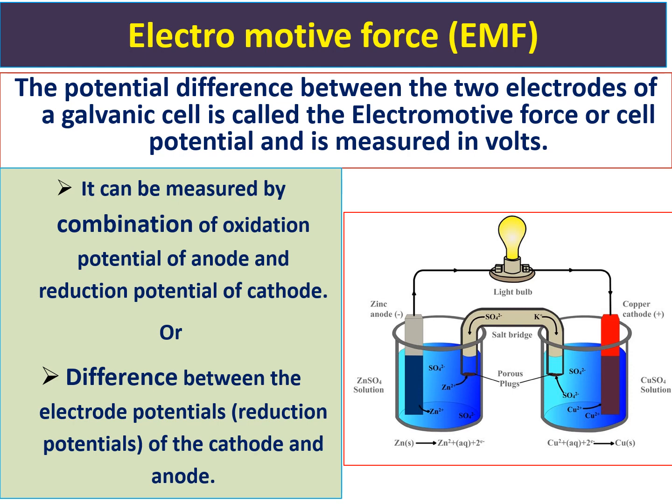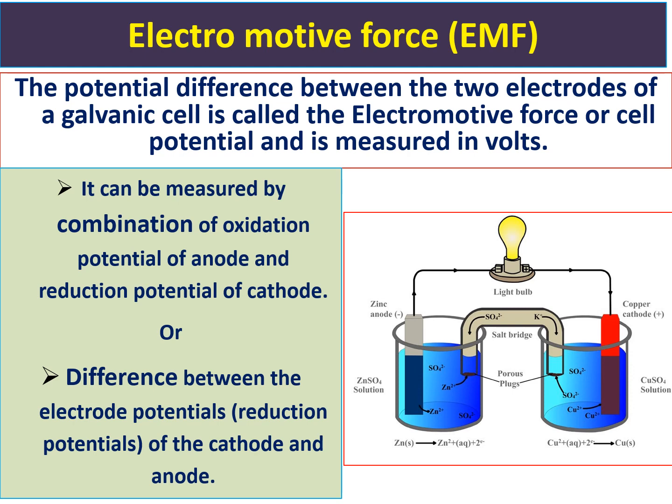By definition, it can be measured by the combination of the oxidation potential of the anode and the reduction potential of the cathode. That means how much the anode is oxidized and how much the cathode is reduced. The combination work is called the electromotive force of the cell. Or it can also be measured as the difference between the electrode potentials of the cathode and anode.